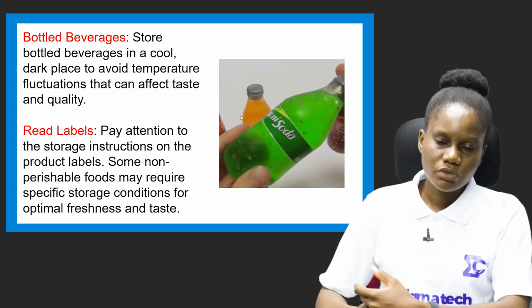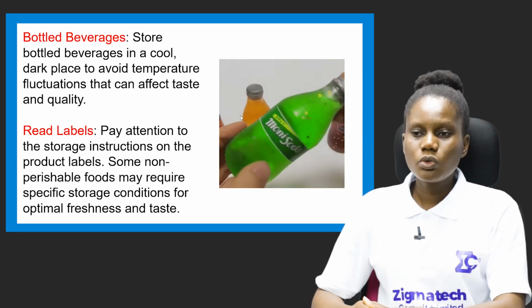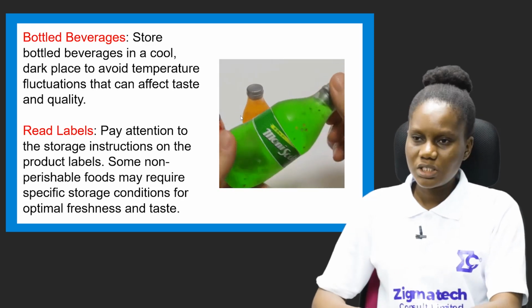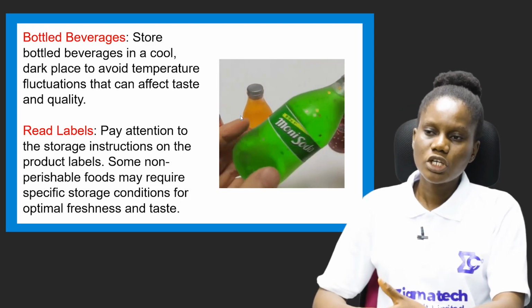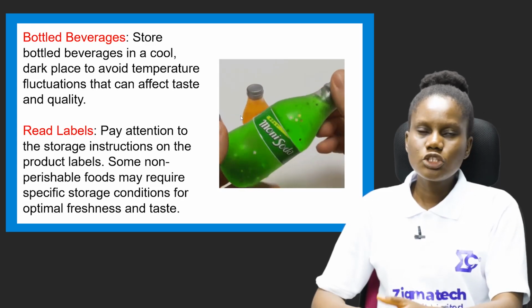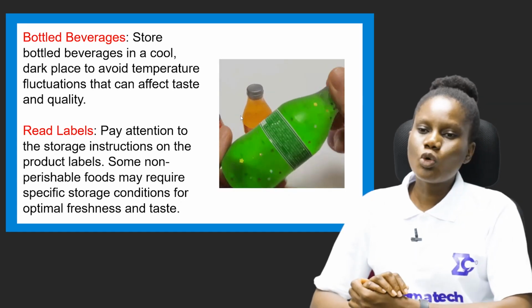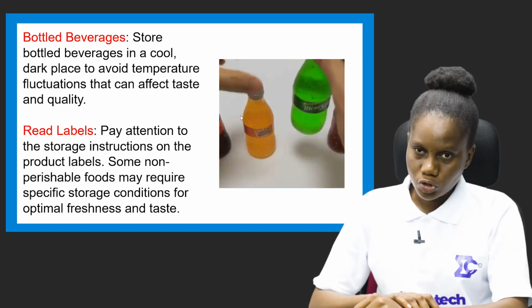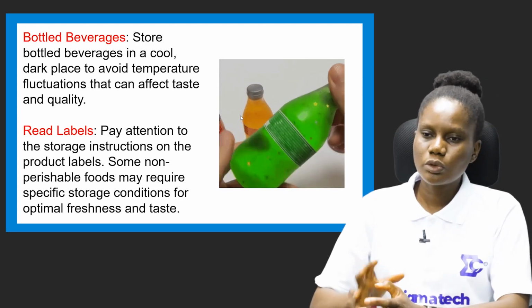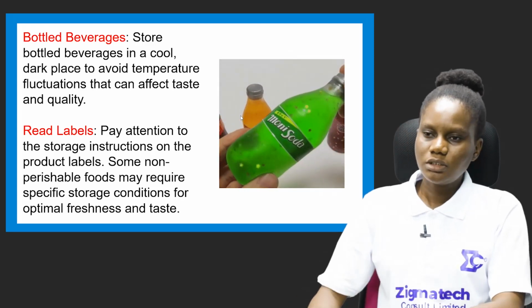The next is read labels. Read your labels. Pay attention to the storage instructions on the product labels. Some you will see, they will say put in a dark corner, do not expose to light. Follow those things, because the people who produce such products already know the shelf life of it and know what can easily lead to its spoilage. So strictly adhere to whatever instruction has been given on the label. Some non-perishable foods may require specific storage conditions for optimal freshness and taste.